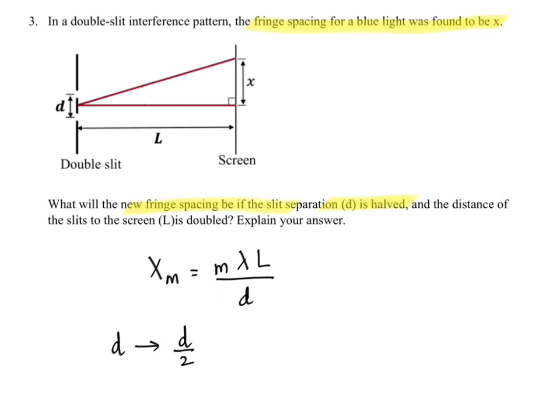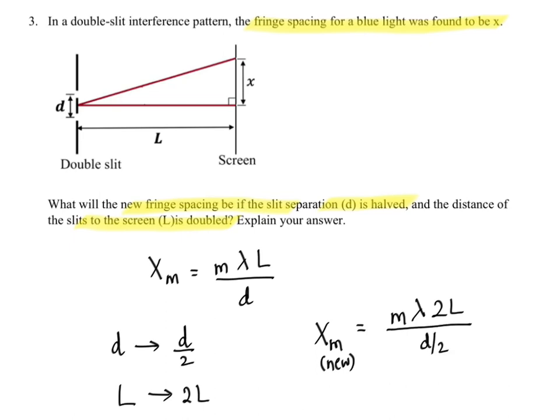So they say that D is made half, slit separation or slit spacing is halved, and the distance from the slits to screen is doubled. So L is made 2 times of L, means L becomes double. So what will happen? The new XM we'll write as M lambda 2L. So in place of L, I'll write 2L, and in place of D, I'll write D over 2.